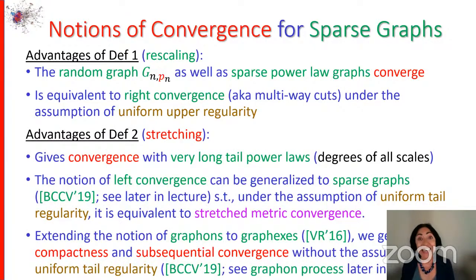The advantage of the second definition is it gives convergence for very long tails. Turns out that this notion of left convergence can be generalized to sparse graphs, which you'll see later in the lecture, under the assumption of uniform tail regularity. And under the assumption of uniform tail regularity, it's equivalent to stretched metric convergence. Also, extending the notion of graphons to graphexes, we get subsequential convergence without the assumption of uniform tail regularity. And I'll define this for you in terms of a graphon process later in the lecture.